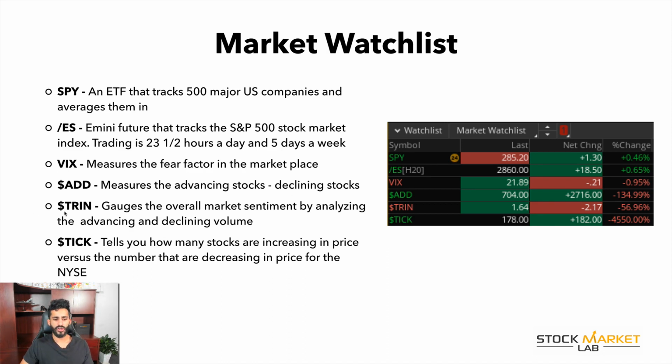Next, I have something called TRIN. Dollar symbol TRIN. This shows me the overall market sentiment by analyzing the advancing and declining volume of stocks. ADD shows me how many stocks are going up and how many are going down, and whether more stocks are going up or more stocks are going down. TRIN is going to show me the volume, right? How many stocks are going up with up volume, how many stocks are going down with down volume. So that's what that's going to show me.